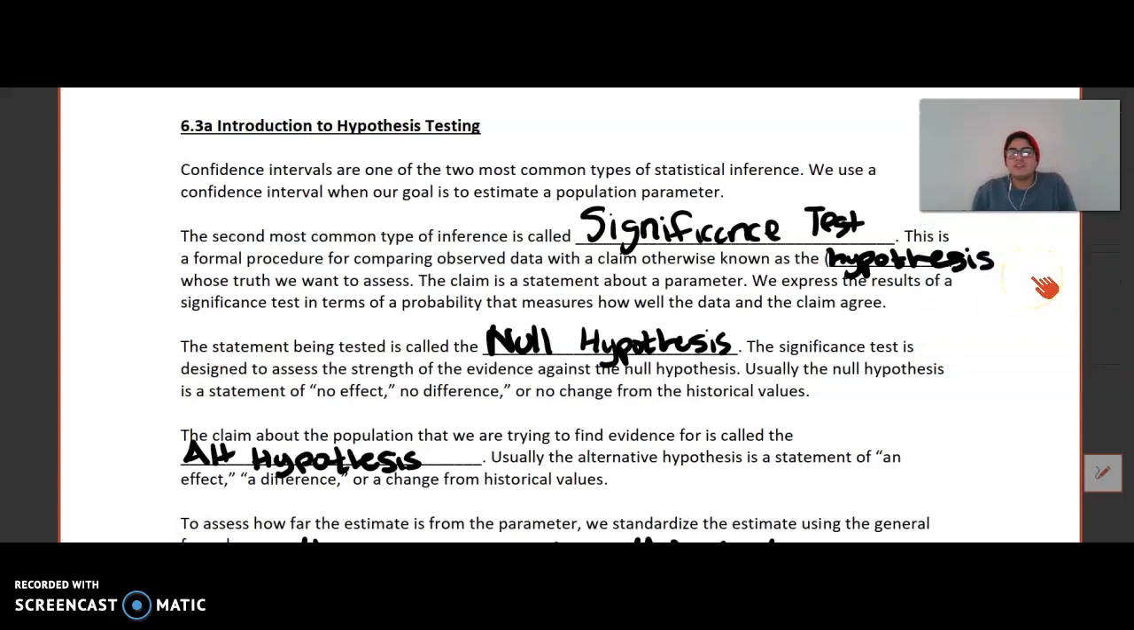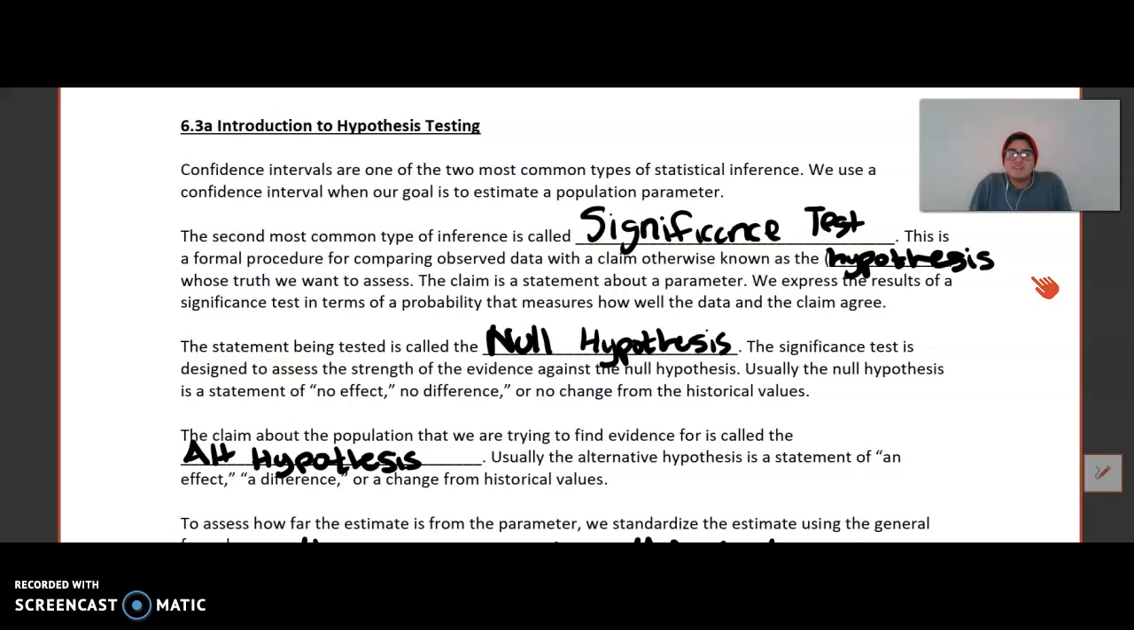This is a formal procedure for comparing observed data with the claim, which we call the hypothesis. And this is the truth that we're trying to assess. The claim is a statement about a parameter. We express the results of a significance test in terms of a probability that measures how well the data and the claim agree, assuming the null hypothesis is true. And this is the statement that's being tested.